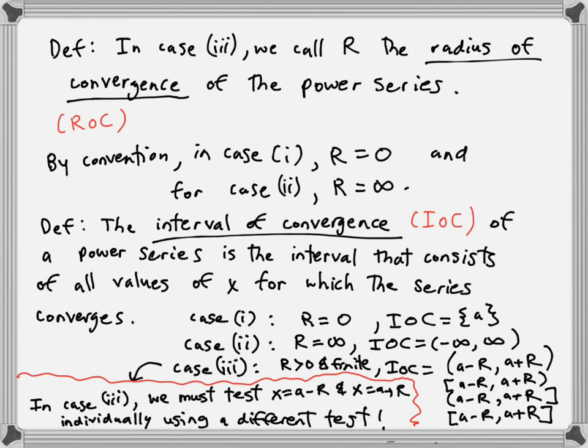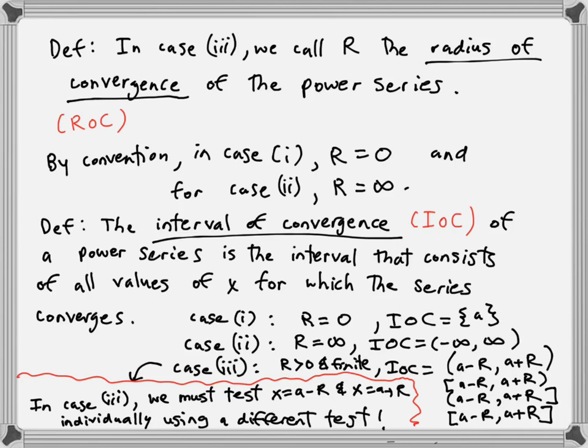What we're saying is that when case 3 happens, the ratio test is not enough to finish the problem if it's asking us for the interval of convergence. We need to do more work, test each side using a different test in order to figure out whether it converges or diverges at those numbers. Okay?